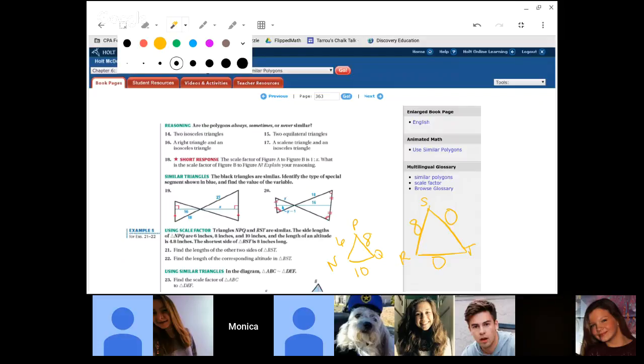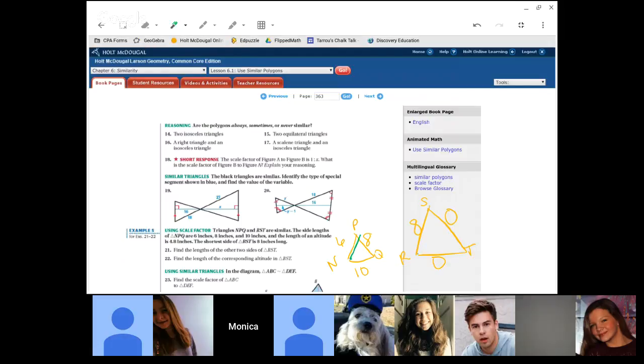So what you're going to have to do is set up your scale factor. So you have your shortest side of this triangle and your shortest side of this triangle. So you can make a scale factor out of that and say that that's 6/8.